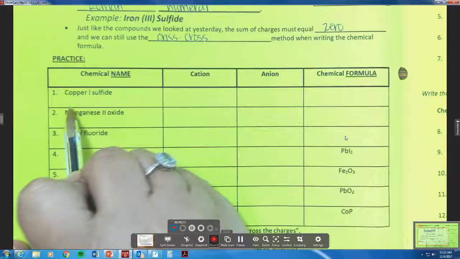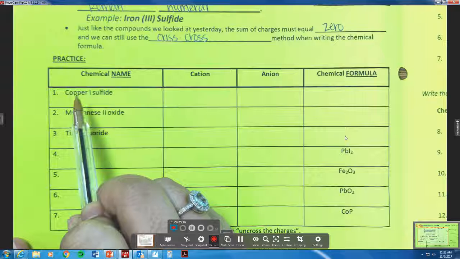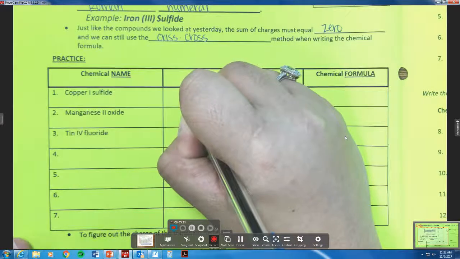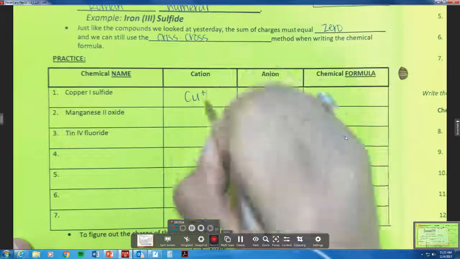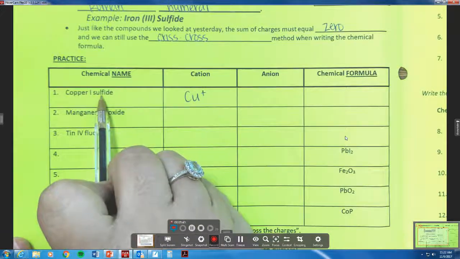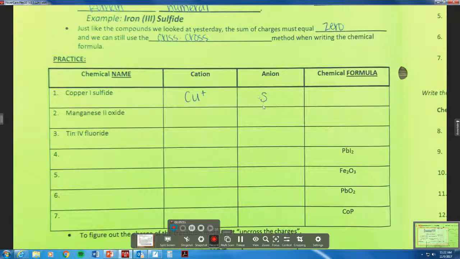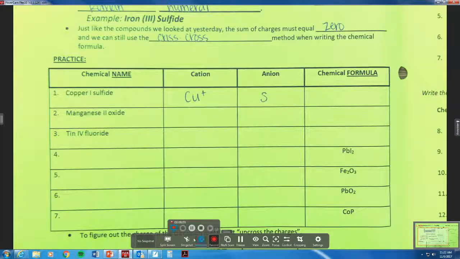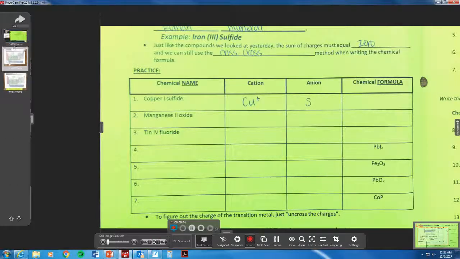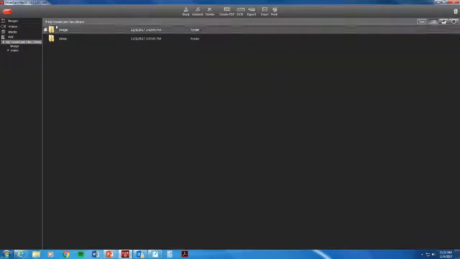If I have copper 1 sulfide, we know that my cation is going to be my metal, so that's copper. Its symbol is Cu, and according to my Roman numeral, my charge for copper is a positive 1. Then my anion is going to be sulfide. Sulfur's chemical symbol is S, but let's go back to our periodic table and see if it wants to come up, and it doesn't. Let's go back.